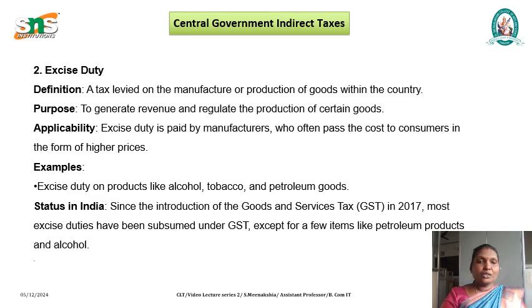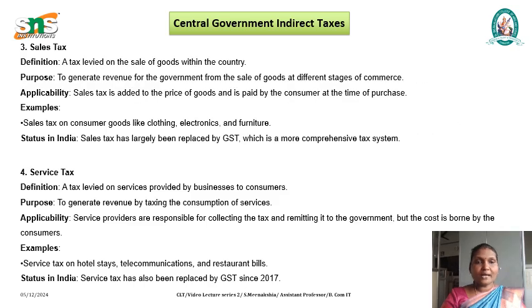Then excise duty, a tax levied on manufacture or production of goods within the country to generate revenue and regulate the production of certain goods, is called excise duty. Excise duty applies to products like alcohol, tobacco and petroleum goods. Then sales tax. This tax is levied on the sale of goods within the country to generate revenue for the government from the sale of goods at different stages of commerce. Sales tax has largely been replaced by GST now, which is a more comprehensive tax system.